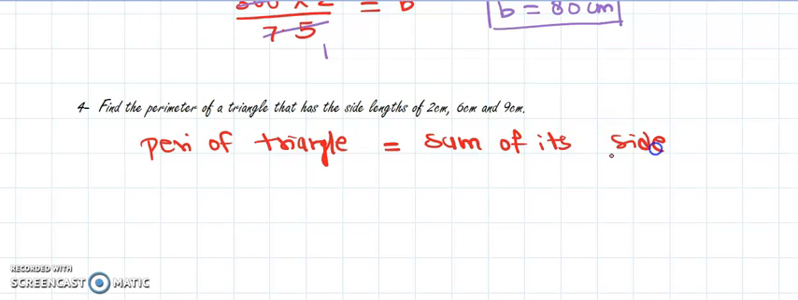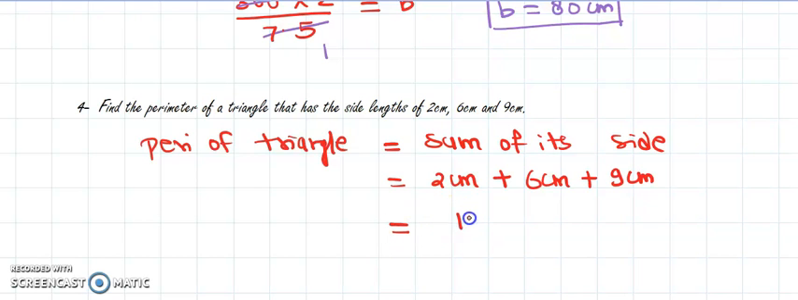sides. So in this particular question they have given the length of the three sides as 2 centimeter. So we will add another as 6 centimeter, again add the third side as 9 centimeter. Nothing you have to do, you have to just add them. As you add all these three, you will get the answer as 17 centimeter. Hence we have obtained the answer of perimeter of triangle. So it was a very easy question.